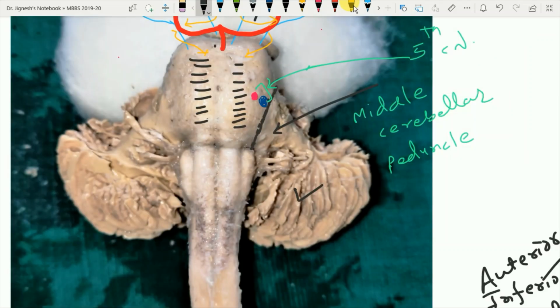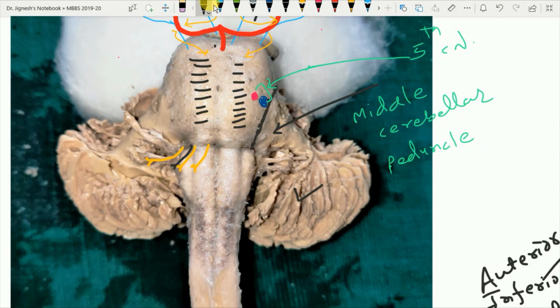Here at the junction between the pons and the medulla, we find three cranial nerves, starting from the medial to lateral side: the 6th cranial nerve, the 7th cranial nerve, and the 8th cranial nerve. In between the 7th and the 6th cranial nerve, the part of the 7th cranial nerve, that is the nervus intermedius, also lies, and this nervus intermedius will carry the sensory as well as the parasympathetic fibers. So it is a part of the facial nerve.